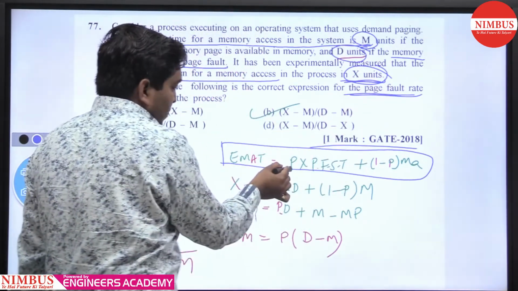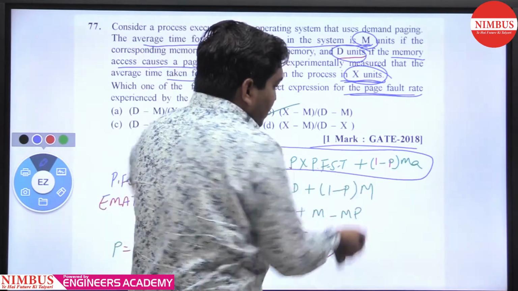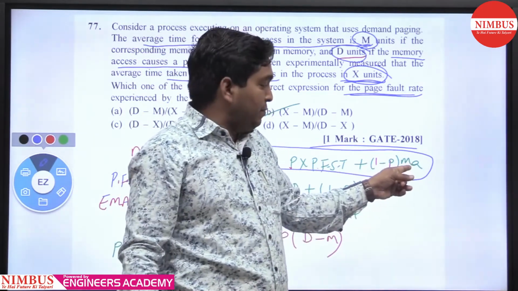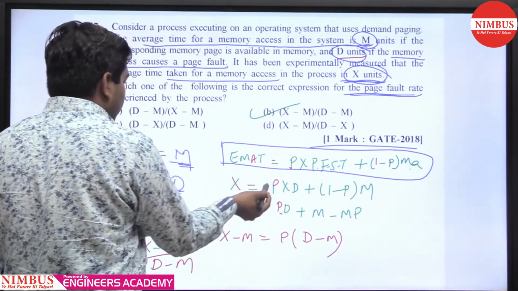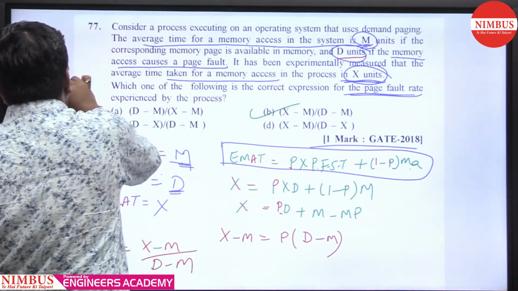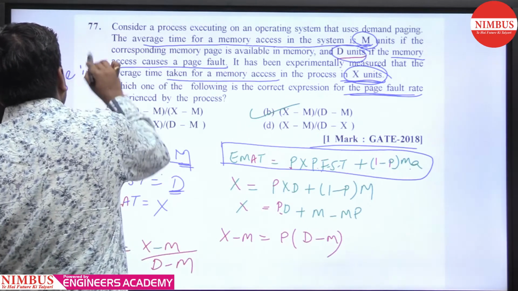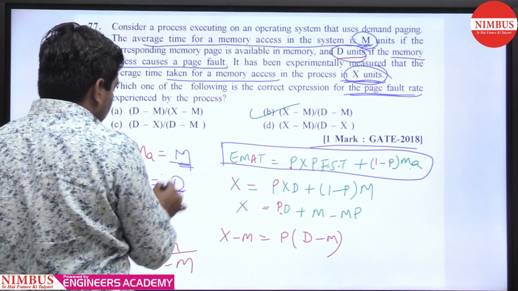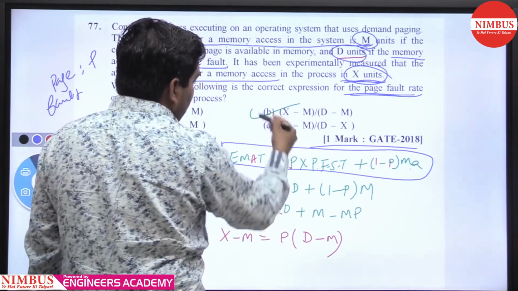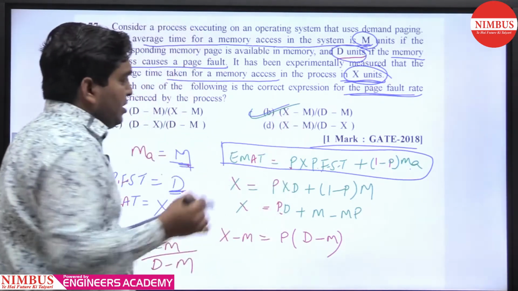So whenever a page fault occurs, we incur the page fault service time. Whenever a page fault does not occur, we directly access the memory. So P into D, because let's suppose the page fault rate is P. So whenever a page fault occurs, D, or (1 minus P) into M, that is X. So by solving this equation, we get B as the answer.